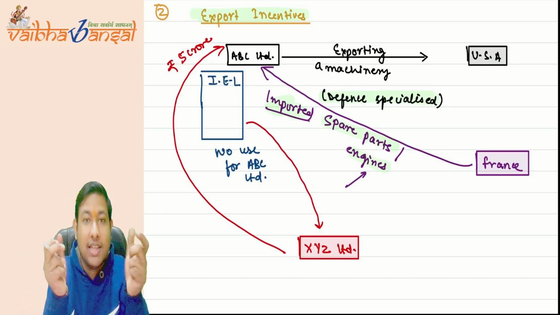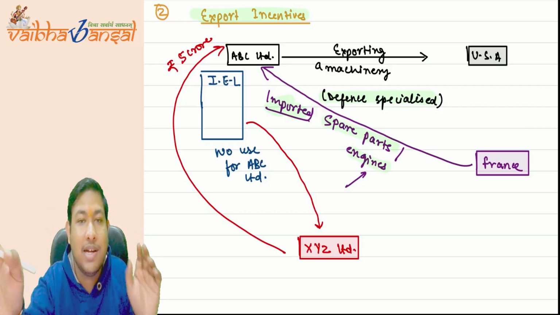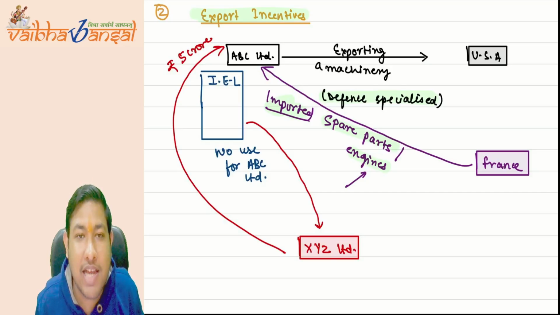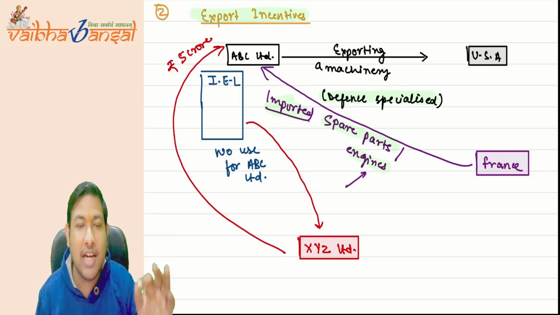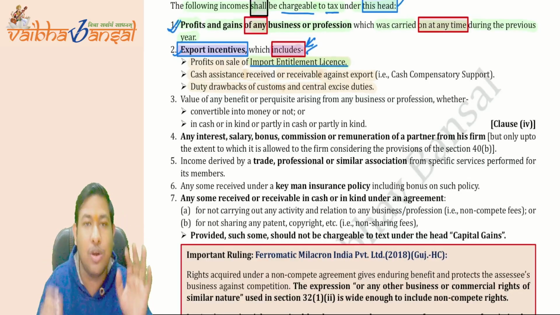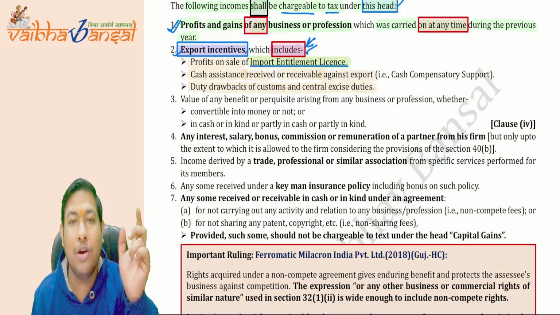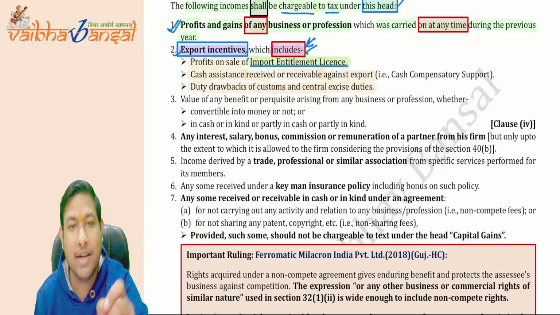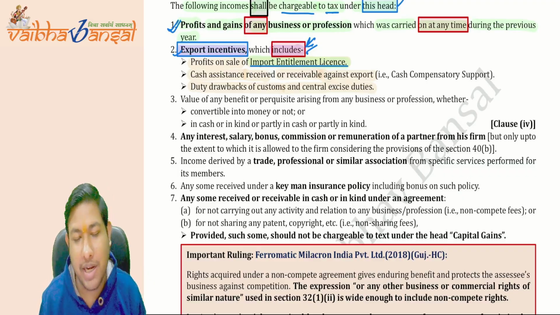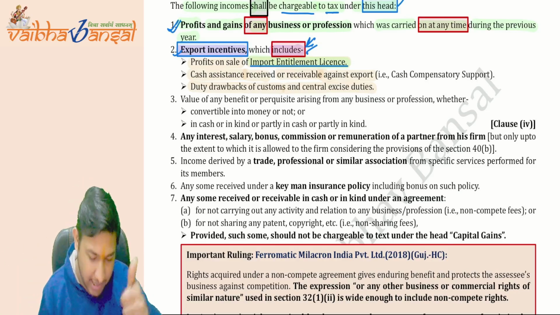So that 5 CR that ABC Limited earned by transferring the import entitlement license will be taxable under which head? It will be taxable under the head PGBP, as written under point number 2: export incentive, which includes profit on sale of import entitlement license. I hope this point is very much clear. Import entitlement license is clear. Is this point clear? Correct.